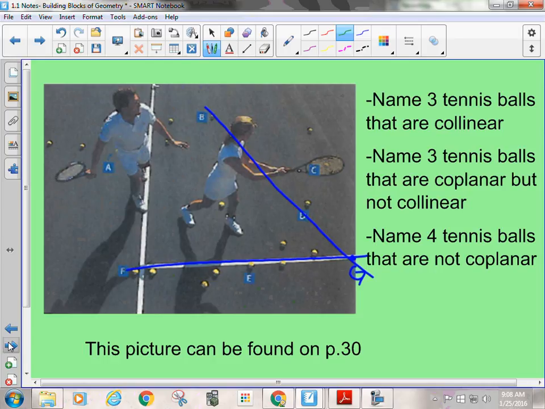And then non-collinear or non-coplanar points, 4 of them. So pick any 3 points, and then the one that makes it non-coplanar is this little tricky one here, A. A is technically in his pocket, so that puts it not lying on the ground. So then therefore that would be non-coplanar. Or you can talk about C. C is up in the air, so that one would be non-coplanar.